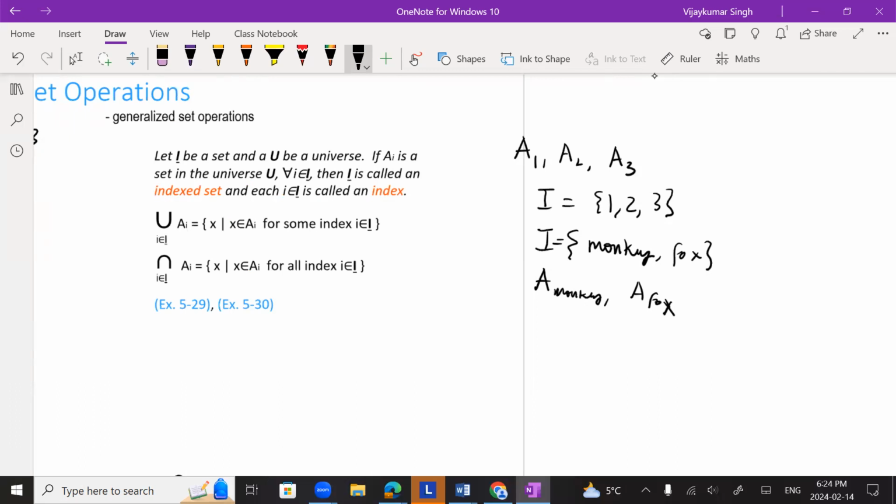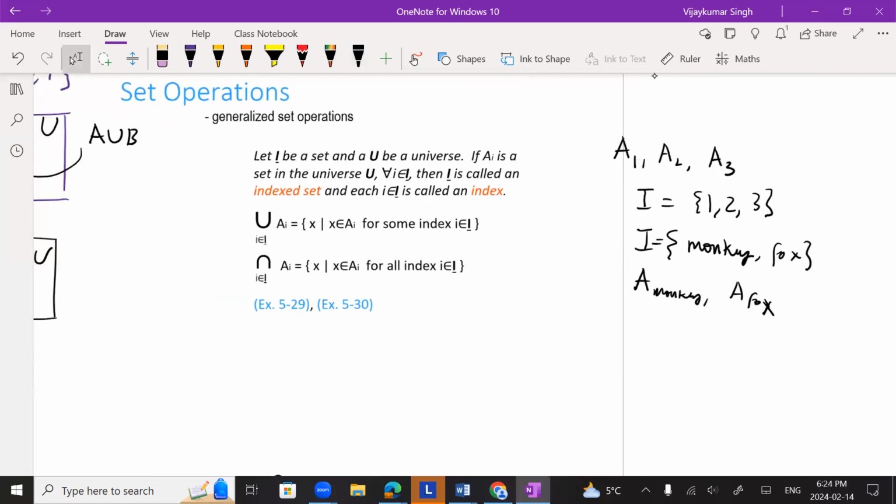Now, what would be a reasonable generalization of union when we are doing indexing? If I have sets A_i, I want to talk about the union over i belonging to I of A_i.